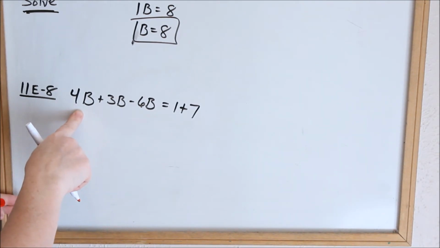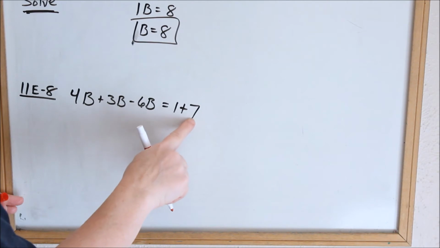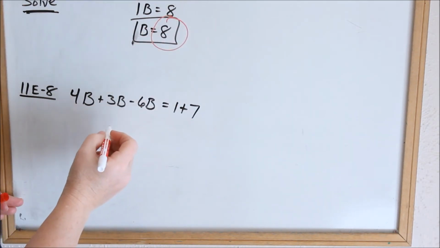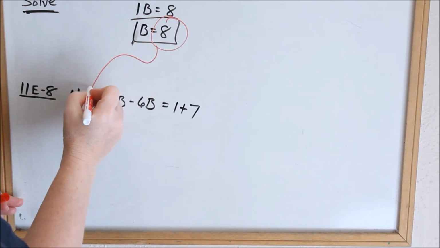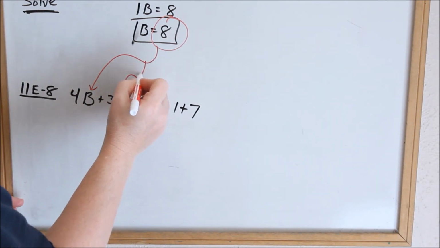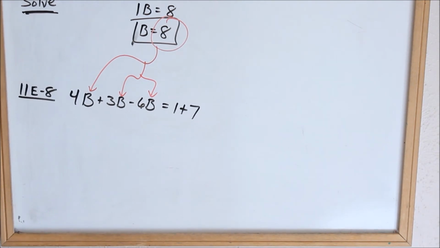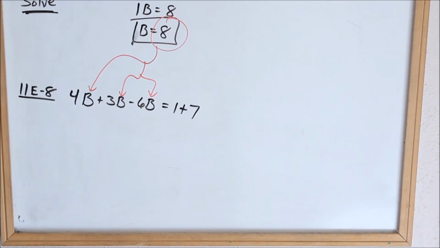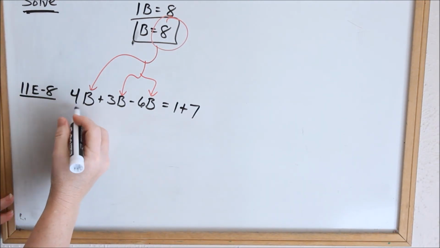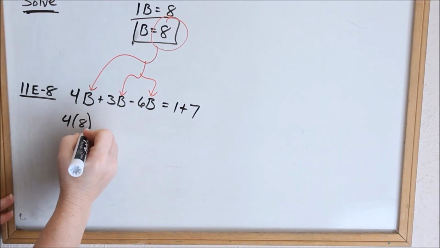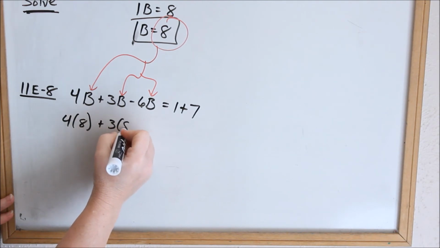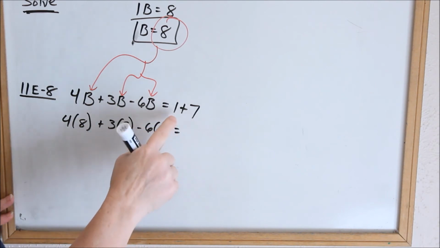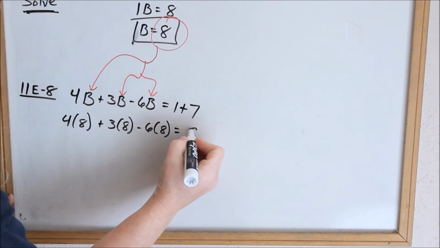So again, I always recommend rewriting the original equation when you check it. We said B equals 8, so we need to take our B is 8, and everywhere we see a B, we're going to replace it with 8 since B is 8. Remember, when you see a number next to a letter, that's implied multiplication. That means 4 times B. So that means 4 times 8 plus 3 times 8 minus 6 times 8 equals, I'm going to go ahead and combine my numbers together. 1 plus 7 is 8.